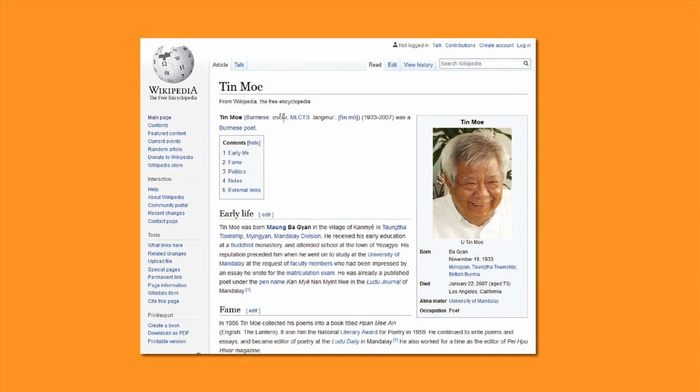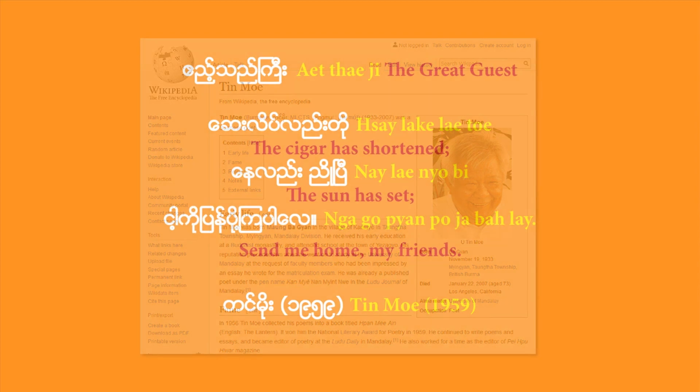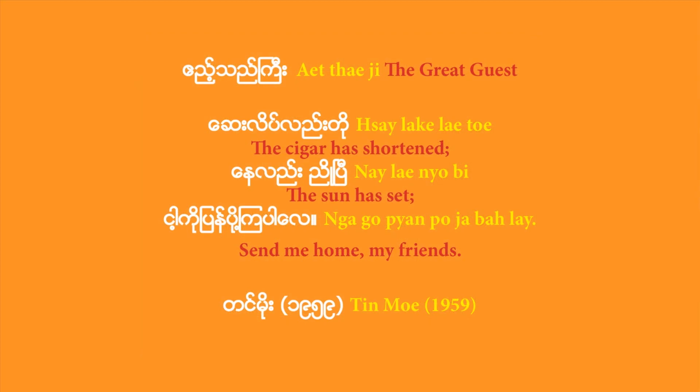The poem is by this man, Tin Moe, considered the father of modern Burmese poetry. It's well known among the Burmese literati and even among those who don't usually like to read poetry because it's simple, short, haiku-like, yet open to many different interpretations. Let's take a look at the words he used for his poem.